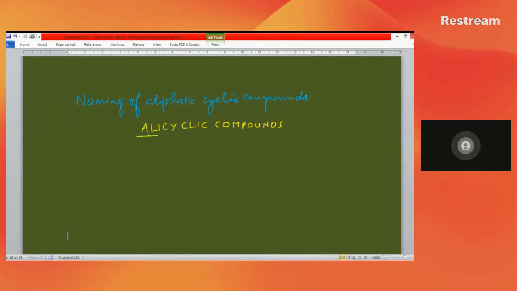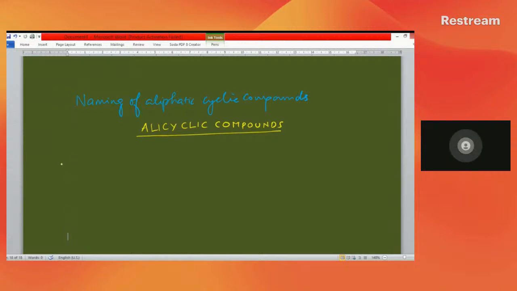So in the naming, what are all the rules to be followed? You can find, one by one, what are all the important rules that have to be noted and considered. Here, it's a very simple idea. By knowing this, you can build your own self-confidence while facing so many conversions and reactions in organic chemistry.